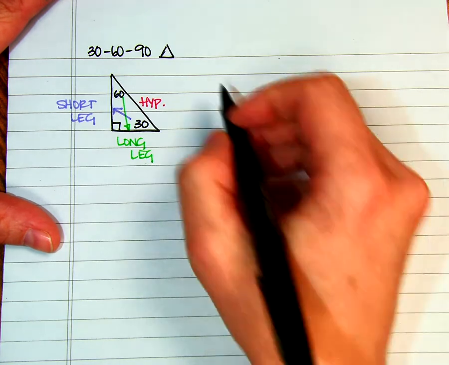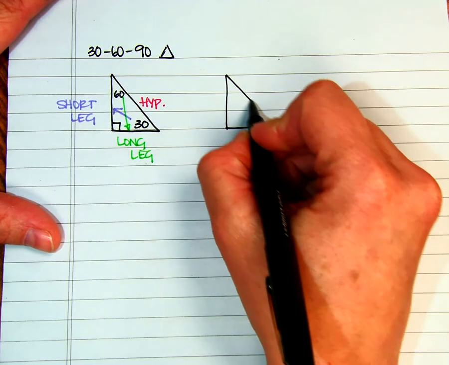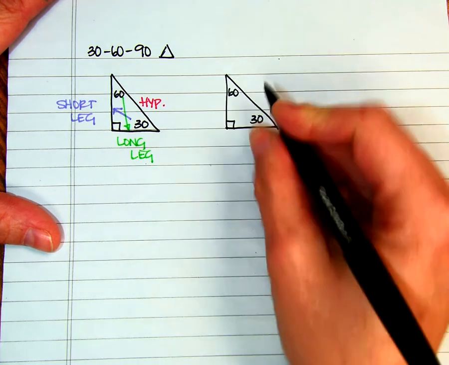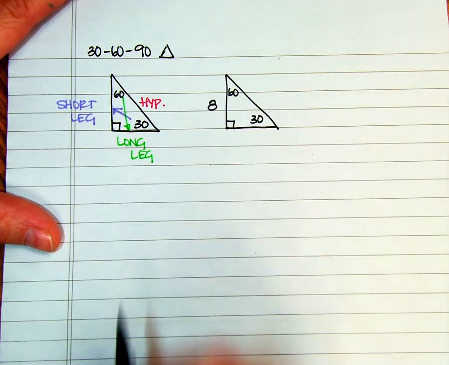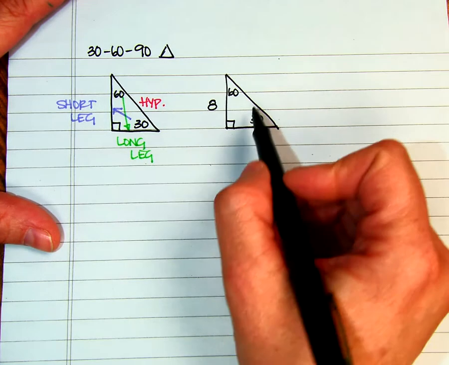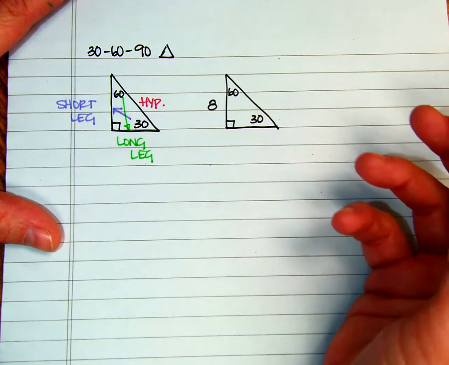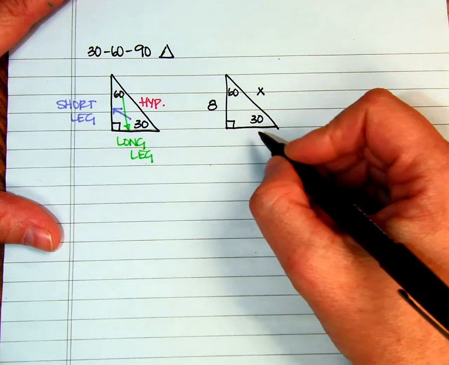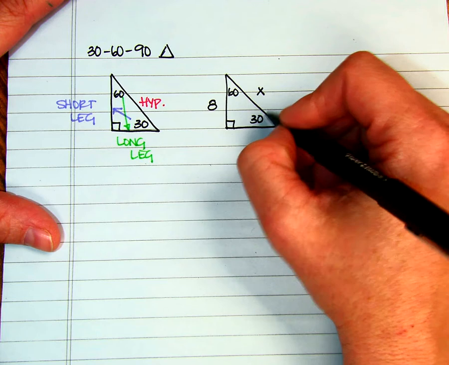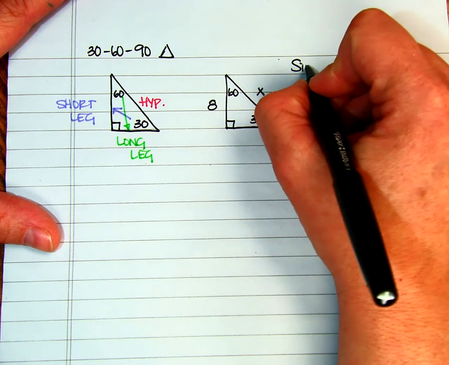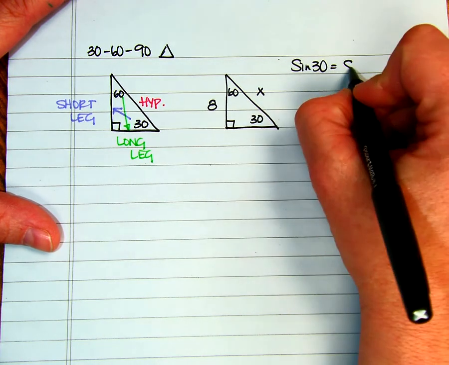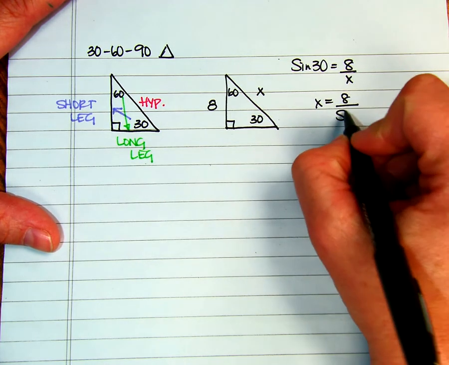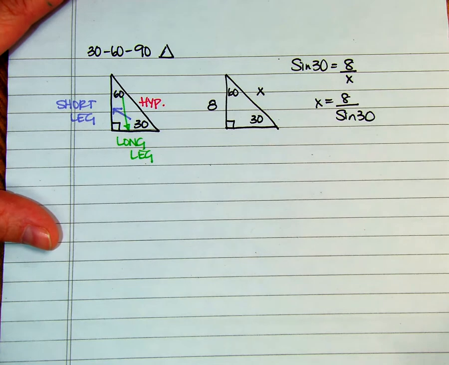We can still use trig. So if I give you this information and I say that this is 8, I can still use trig to find the other pieces. So if I'm looking for this piece, I could say that the sine of 30 equals 8 over x. So then x equals 8 divided by the sine of 30. So you can still use trig.